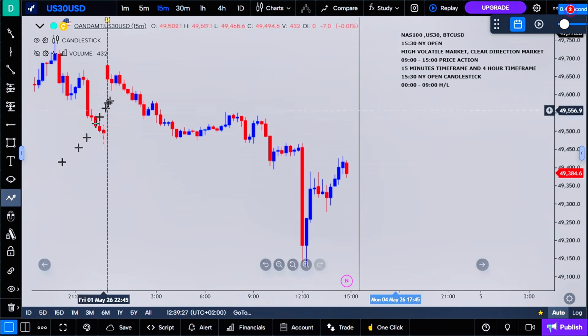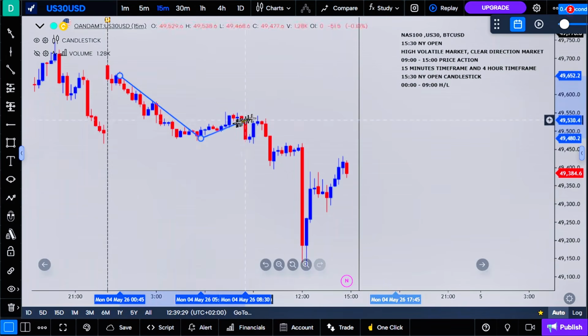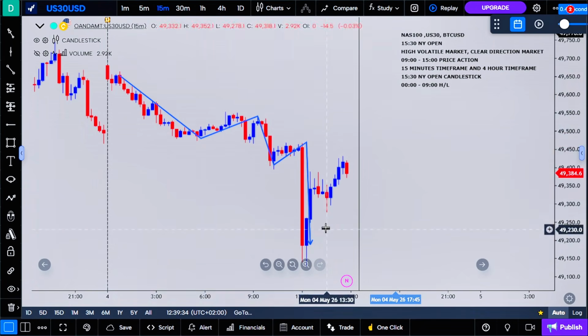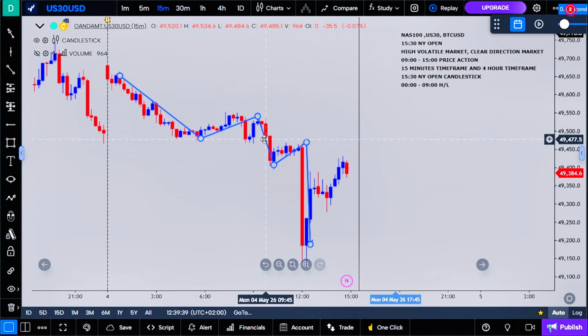Then what we have right here on the chart, we have the market that is volatile and it is clear in terms of the direction right here. As you can see, you can follow everything right here. It is simple and straightforward.